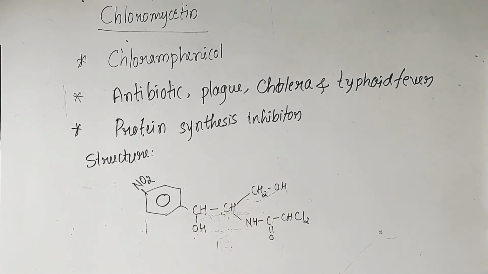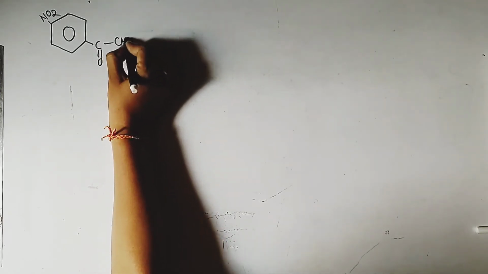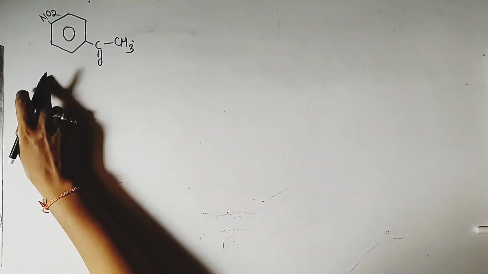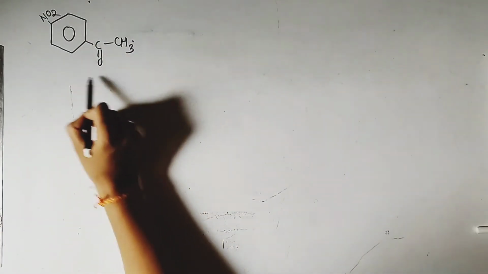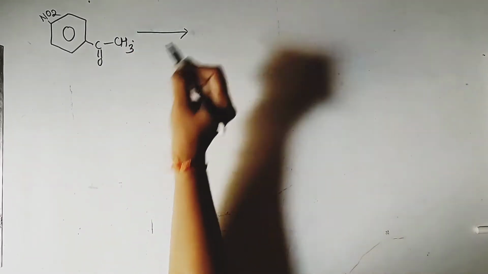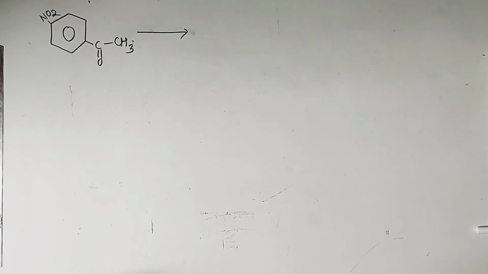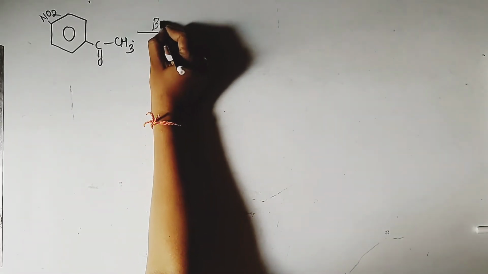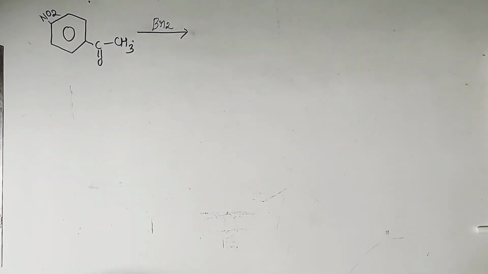Now we will see the synthesis. Chloromycetin is synthesized from para-nitroacetophenone. So this is our para-nitroacetophenone. This is the nitro group at para position, and this is our phenyl, and this is the acyl part. So first we have to do the halogenation of this molecule, and for halogenation we are using bromine, which is also called bromination.